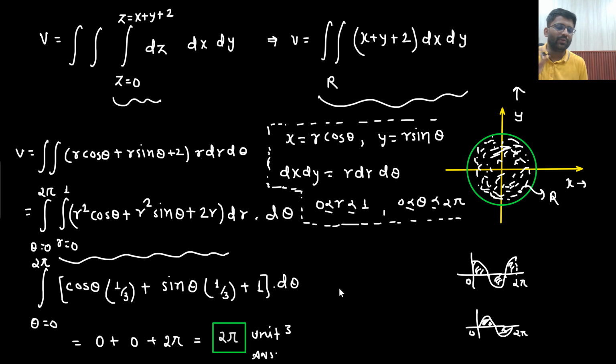Now r dr you need to integrate. That would give you r square by 2. So from there you would get 1 by 2. So 4 pi into 1 by 2, the answer would be 2 pi. So within one step you would have written the answer.